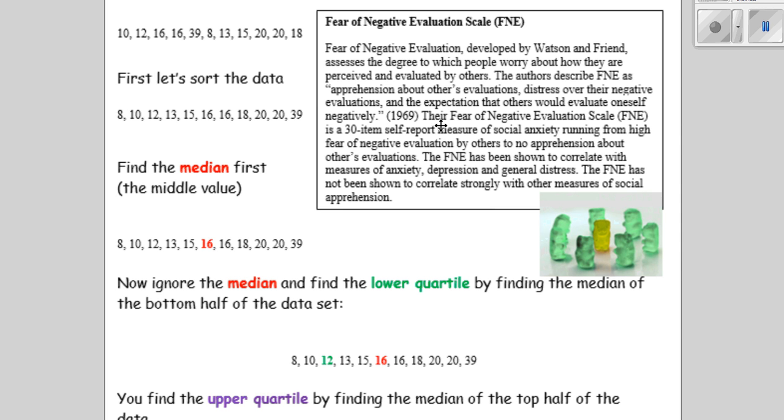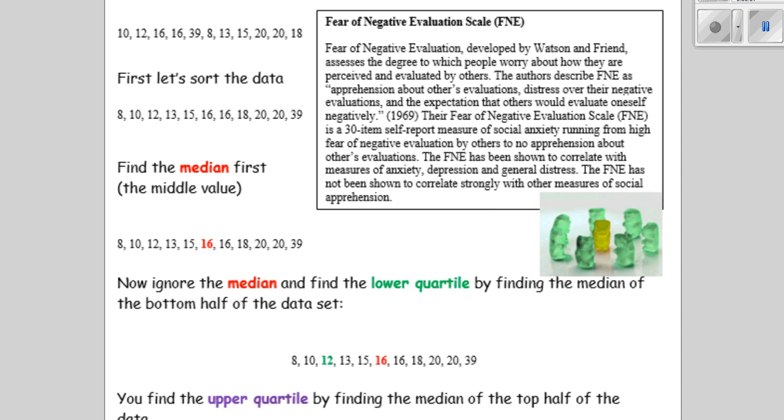The fear of negative evaluation scale is a 30-item self-report measure, so they must fill in a survey, of social anxiety running from high fear of negative evaluation by others to no apprehension about others' evaluations. The FNE has been shown to correlate with measures of anxiety, depression, and general distress. It has not been shown to correlate strongly with other measures of social apprehension. That's interesting. So it correlates more with anxiety, depression, and general distress.